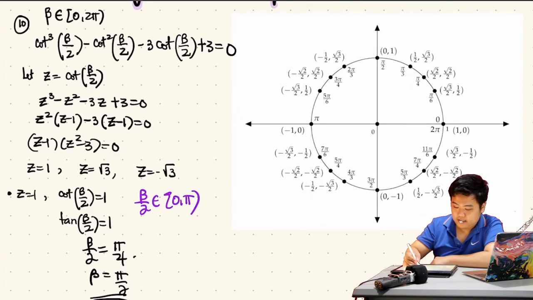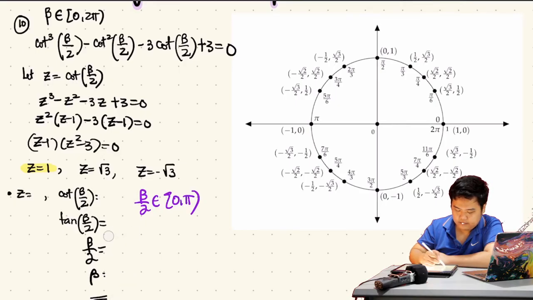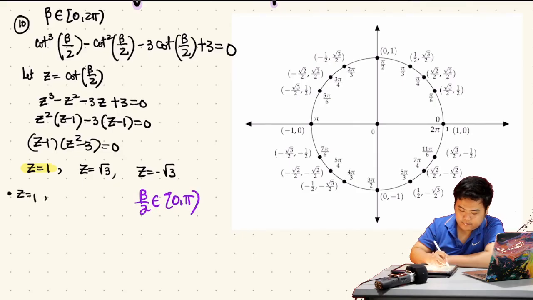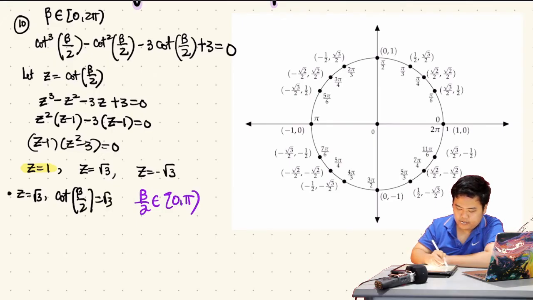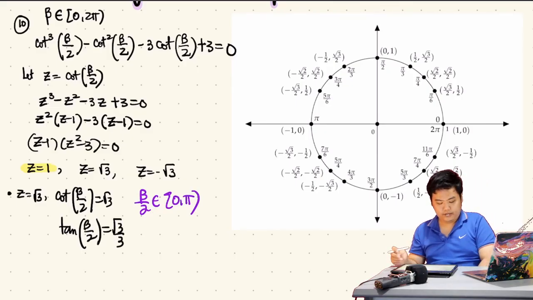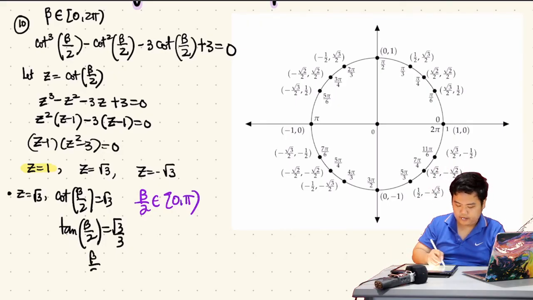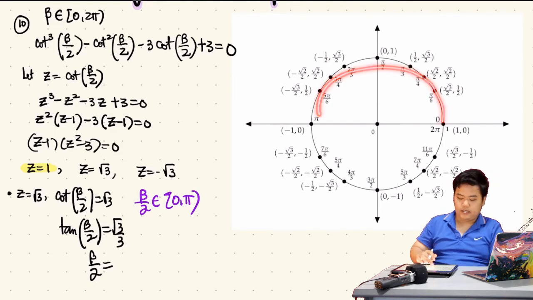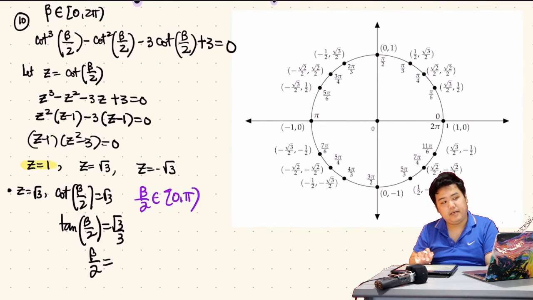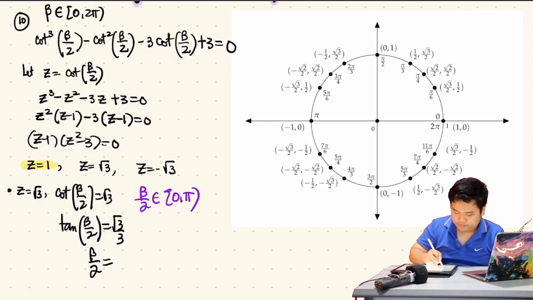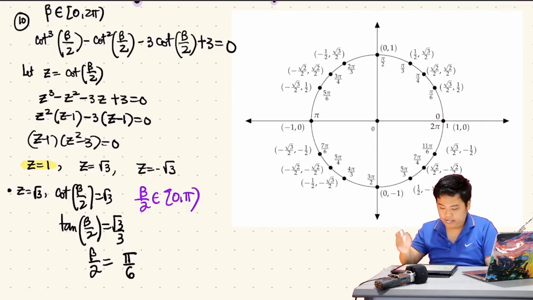Okay, next. So, tapos na tayo sa case na ito when z is 1. So, dito tayo sa z equal to square root of 3. Okay, burahin ko lang. So, z is square root of 3. So, cotangent beta over 2 is square root of 3. Or, ang tangent beta over 2 is square root of 3 over 3. So, ang mga square root of 3 over 3 na tangent ay yung mga naka-pi over 6.